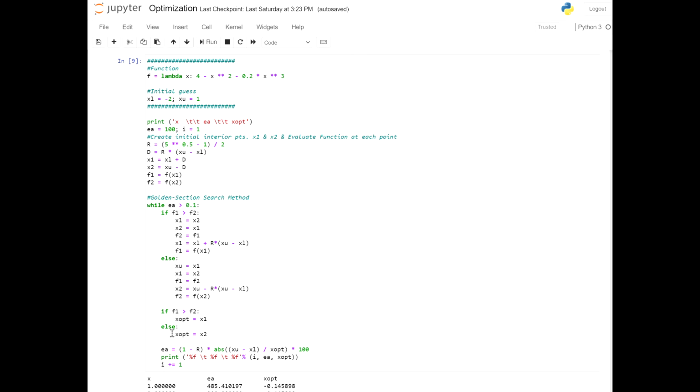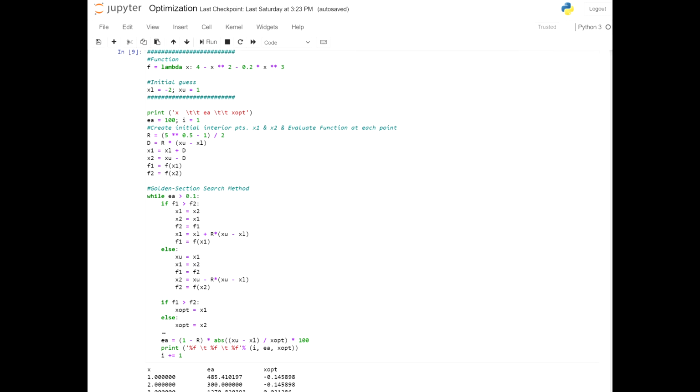Given that I have my new estimate now for x optimum, now I'm going to get the approximate error for the new iteration. And we said that this is the new equation that we dealt with here. It is 1 minus the golden ratio multiplied by the absolute value of the difference between xu and xl divided by x optimum multiplied by 100, since again we're dealing with a percent. This is a print function because I want to know for each iteration what is my approximate error and also what is my x optimum. And this just increases the number of applications as I go along.